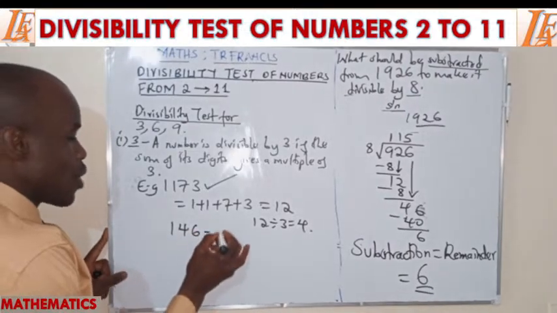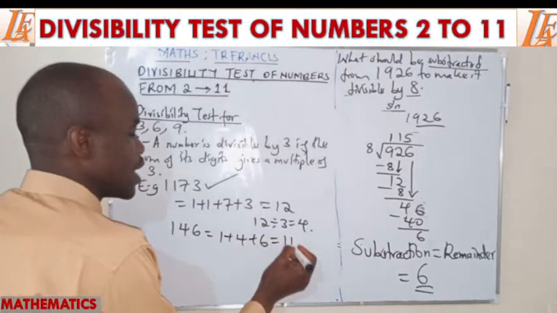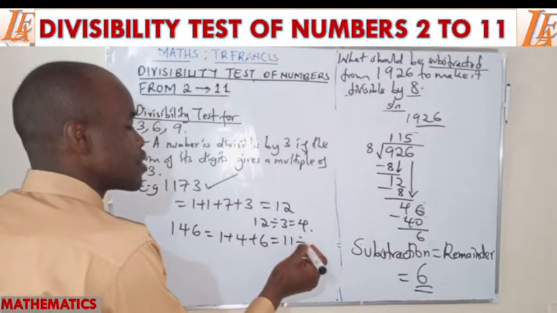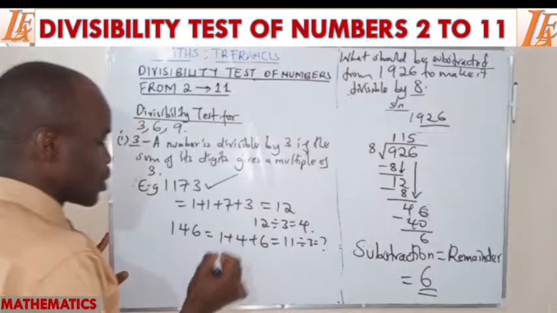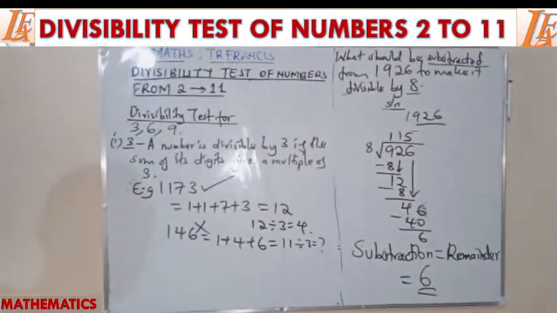If we say 146, then again I say 1 plus 4 plus 6. This gives us 11. 11 cannot be divisible by 3. There is a remainder, so this is not divisible by 3. That is the divisibility test for 3.